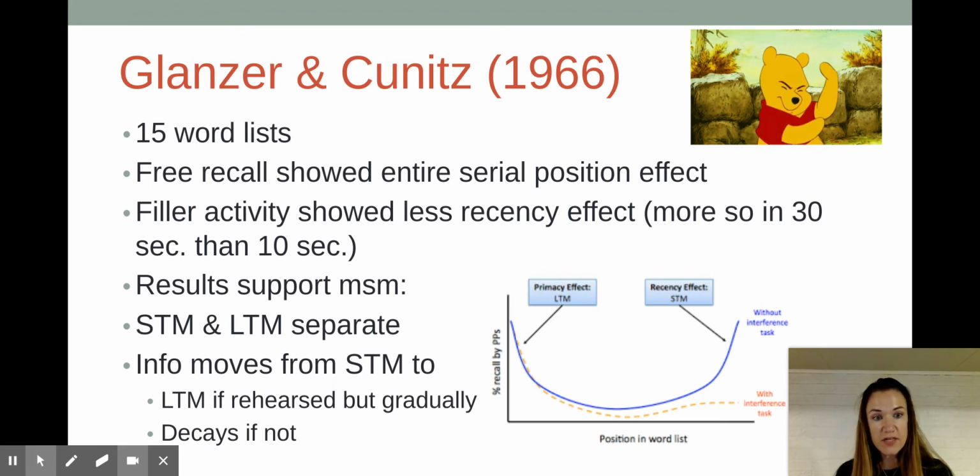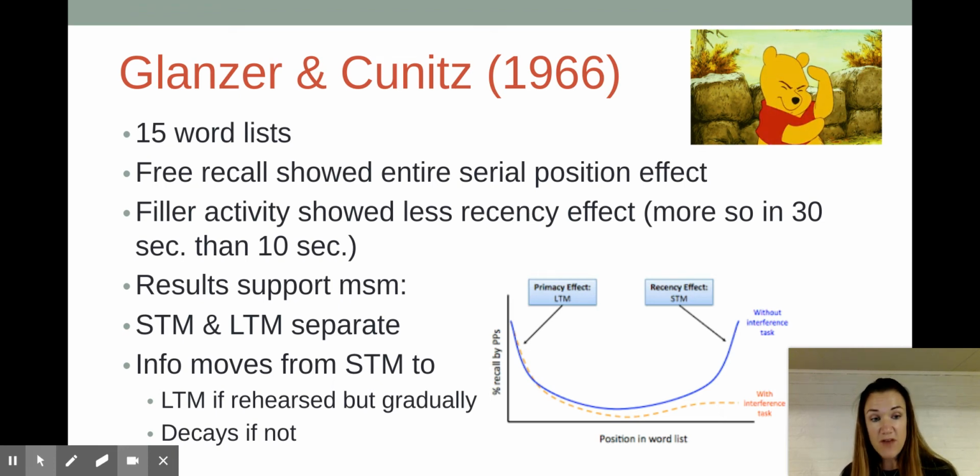primacy gives evidence for long-term memory. When you first hear a list of words, you are rehearsing it in your mind so that it goes into your long-term memory. You may even remember those first words the next day if I was to ask you. The recency effect gives evidence for short-term memory because as soon as I said, that's the end of the list, write down as many words as you can, you may have been rehearsing those last words that I said. So both of those give evidence for two different stores of memory and therefore the multi-store model. Now, the experiment that was done here tried to prevent recency.